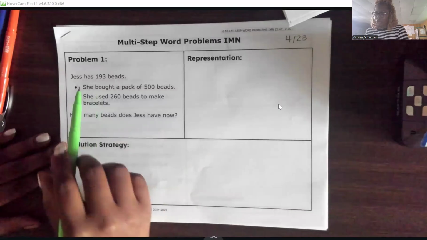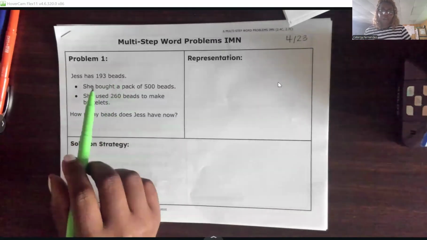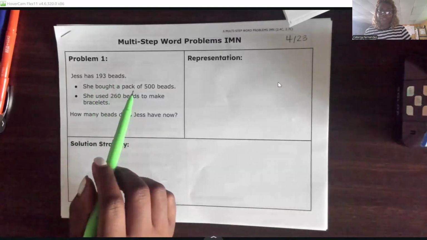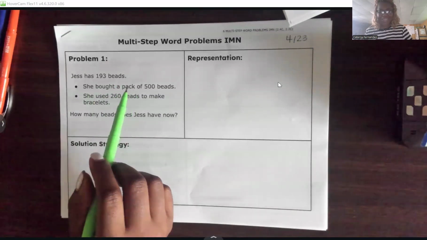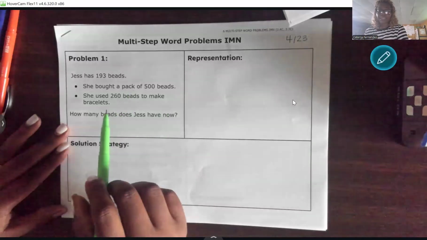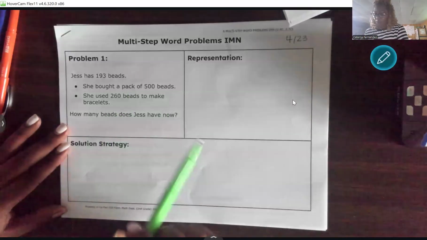Jess has 193 beads. She bought a pack of 500 beads. Let me make sure this is recording. Recording? Yes, it is. Okay, sorry, guys. She used 260 beads to make bracelets. How many beads does Jess have now?